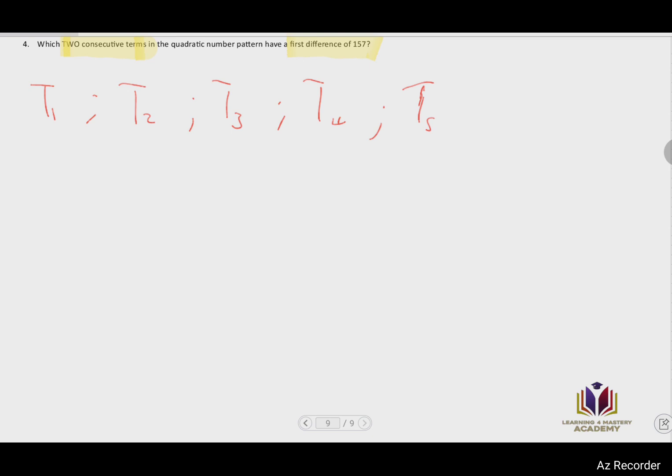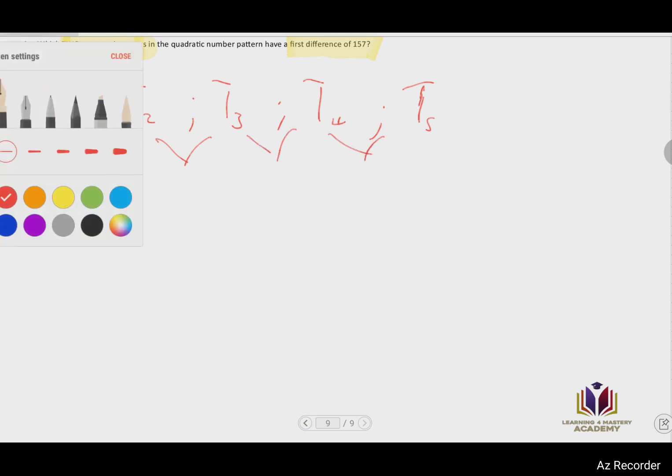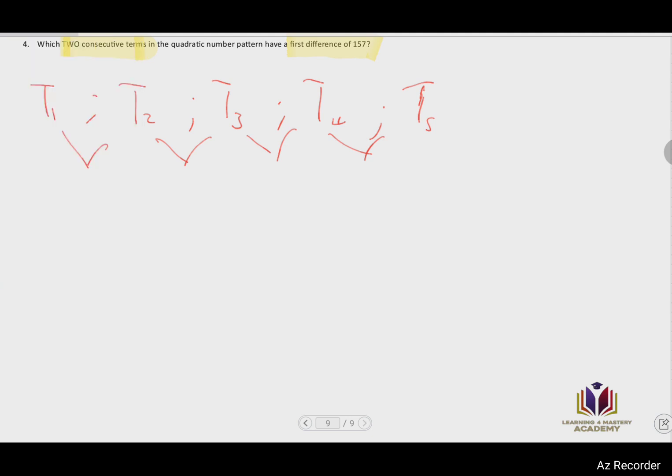Right? I'm now trying to give you some context as to why I'm taking this approach, or why this approach makes sense. So if you have T1, T2, T3, T4, T5, remember these are the terms of the quadratic. When you subtract them, getting the first difference, what we will notice is, now I'm going to use small letter t because I can't use the capital letter T. It's going to look a bit weird.